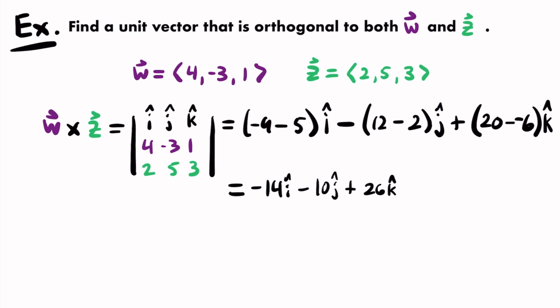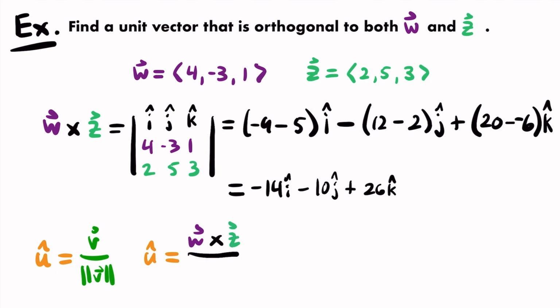And so this goes back a little bit from earlier in Calculus 3 when we talked about finding unit vectors in the direction of a position vector. Remember that we can find a unit vector by taking a vector and dividing it by its magnitude. Okay, so in this case, our unit vector is going to be equal to vector w cross vector z divided by the magnitude of vector w cross vector z.